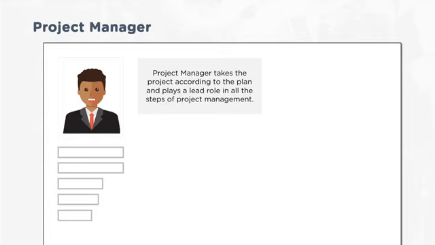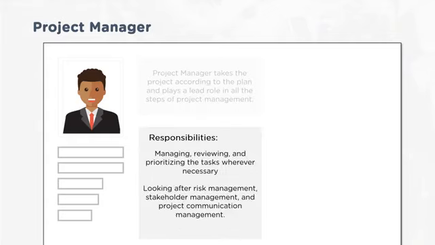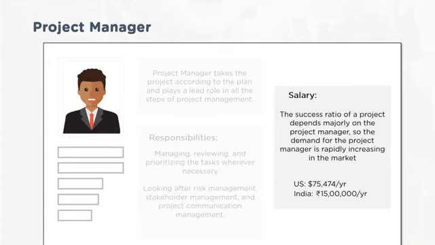One has to take accountability for the project. The project manager takes the project according to the plan and plays a lead role in all the steps of project management. Responsibilities would be managing, reviewing, and prioritizing tasks wherever necessary, looking after risk management, stakeholder management, and project communication management. From the survey we did, the success ratio of a project depends majorly on the project manager. So the demand for project managers is rapidly increasing in the market. Accordingly, the salary is 75,474 per year in USD. In INR, it is 1,500,000. This is the approximate salary that was found.